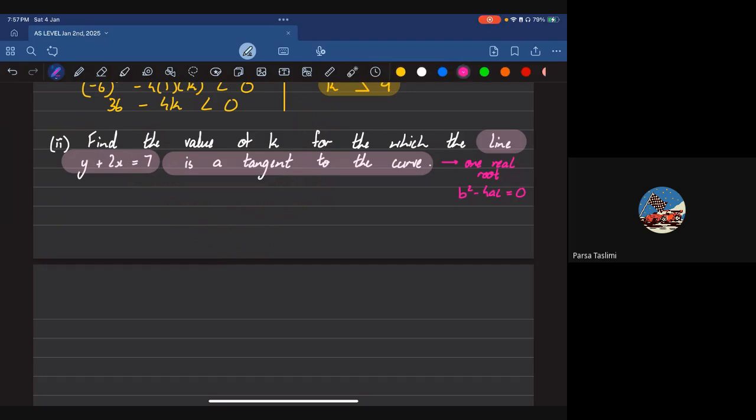So first of all, you need to find the point of intersection for both equations. And how you're going to do that is you're going to equate them together. So you do y equals y. My equation is going to be x squared minus 6x plus k, and y plus 2x is equal to 7, which can simply be written as y is equal to 7 minus 2x.